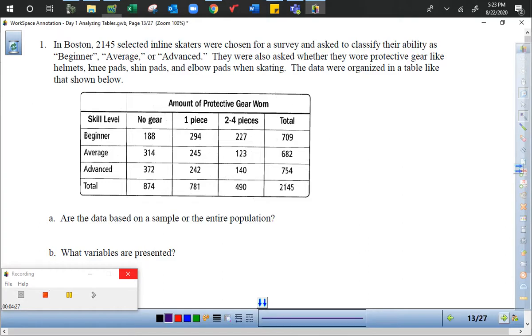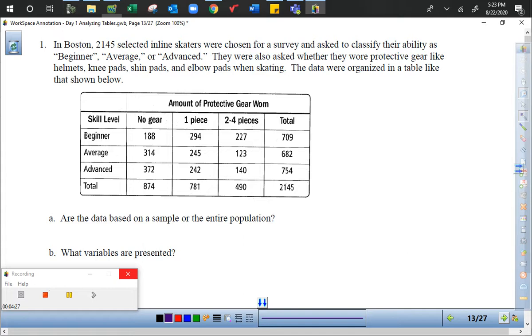So now that we know a little bit about the words we're going to be using, we're going to look at this table. It says in Boston, 2,145 selected inline skaters were chosen for a survey, and they were asked to classify their ability as beginner, average, or advanced. And then they were asked also whether they wore protective gear, like helmets, knee pads, shin pads, elbow pads, all that good stuff.